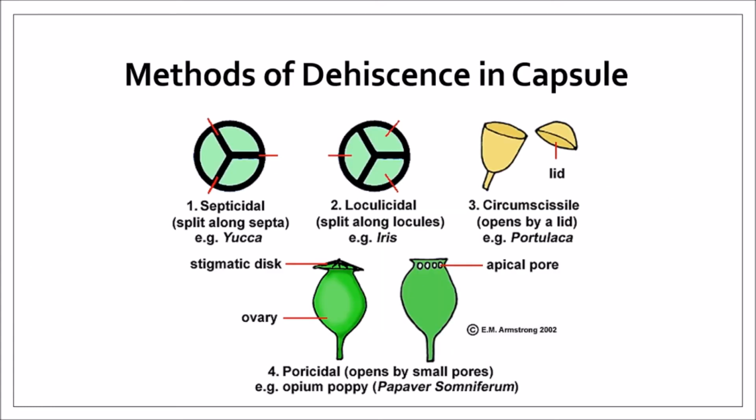So we have here different methods of dehiscence in capsule. We have septicidal, loculicidal, circumscissile, and poricidal. Septicidal, as in septa, septum. So we call it septicidal if it splits along septa. We call it loculicidal if it splits along the locules or the chambers. It is called circumscissile if it opens by a lid. So this is the lid. And poricidal if it opens by small pores.